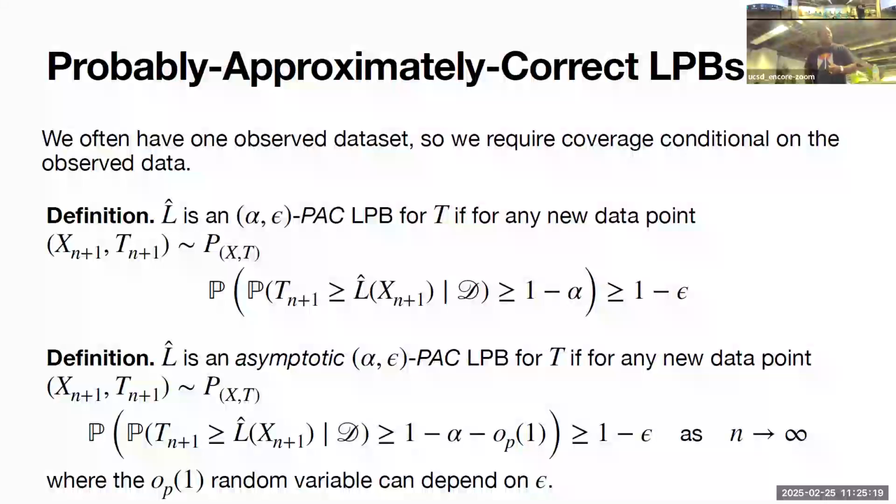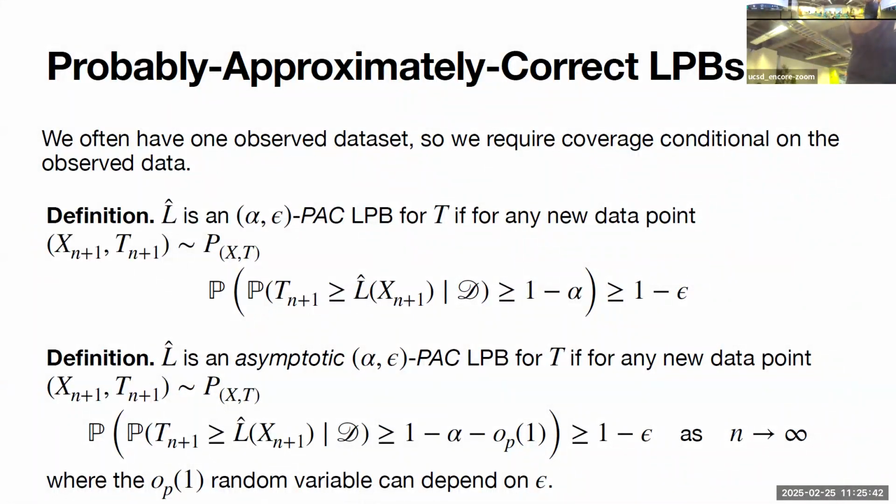if for any new data point, X n plus 1 and T n plus 1, coming from the underlying joint distribution, we have the following. The main difference here is that this inner probability was the definition of the lower prediction bound being well calibrated. We're now conditioning on the data that was used to construct L hat.